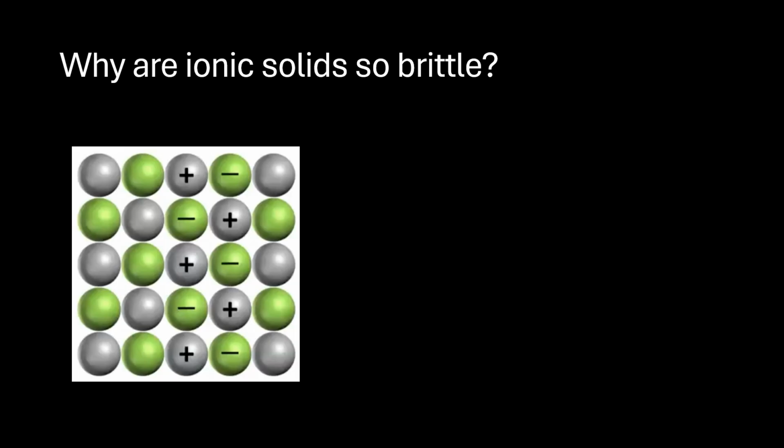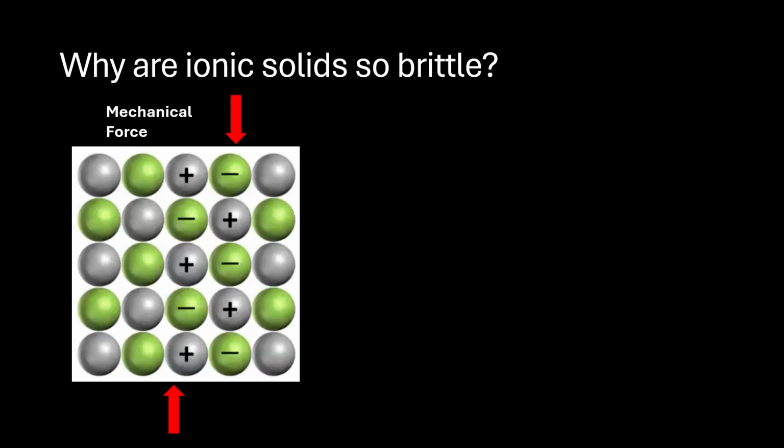So now let's talk about why ionic solids are so brittle. If we have this particular diagram right here, I labeled the atoms with our cations and anions, so positive and negative charges. And if you notice, the positive charges are surrounded by the negative charges, and the negative charges are surrounded by the positive charges, because remember, opposite charges attract each other, and so this is what holds them together so well.